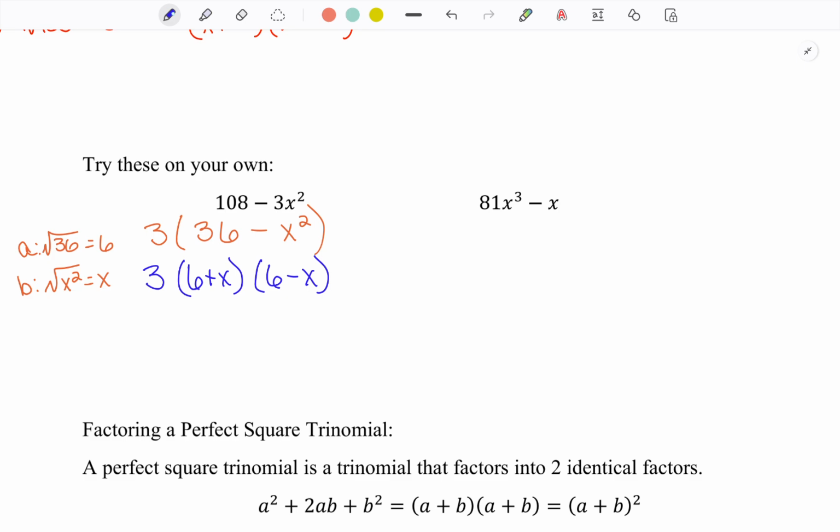So now I want you to go ahead and pause the video and try this next problem on your own. When you are done, hit play to see how you did.